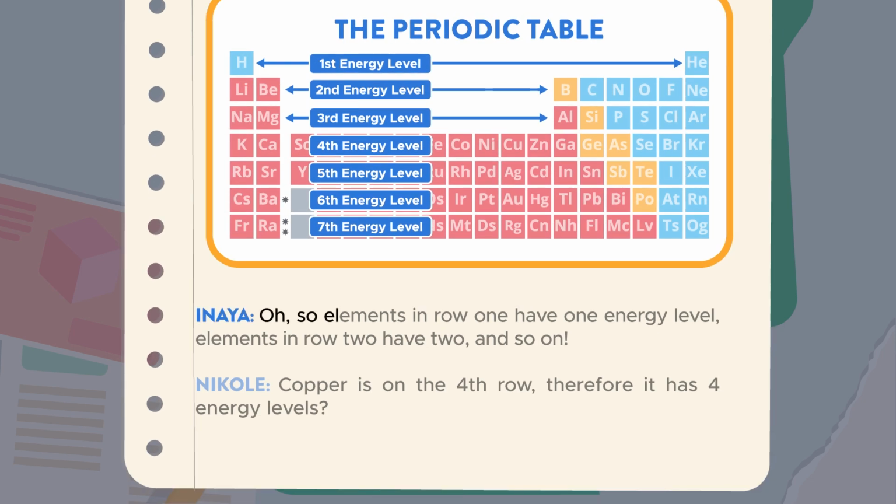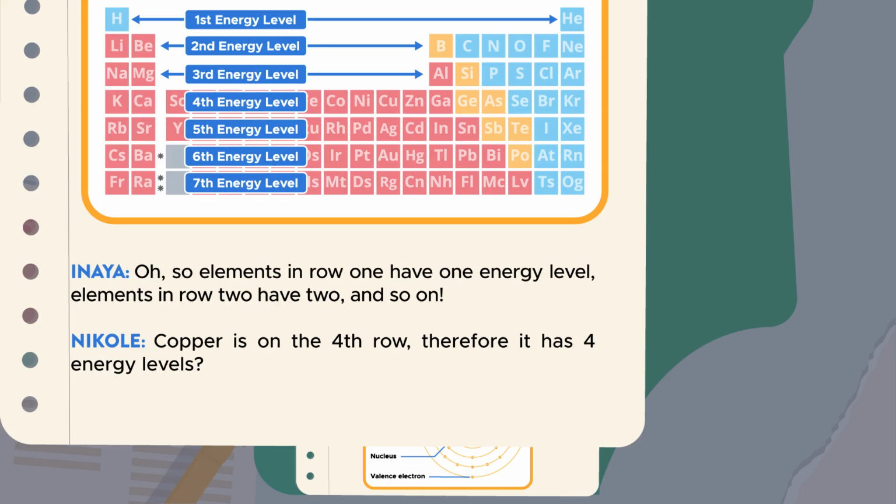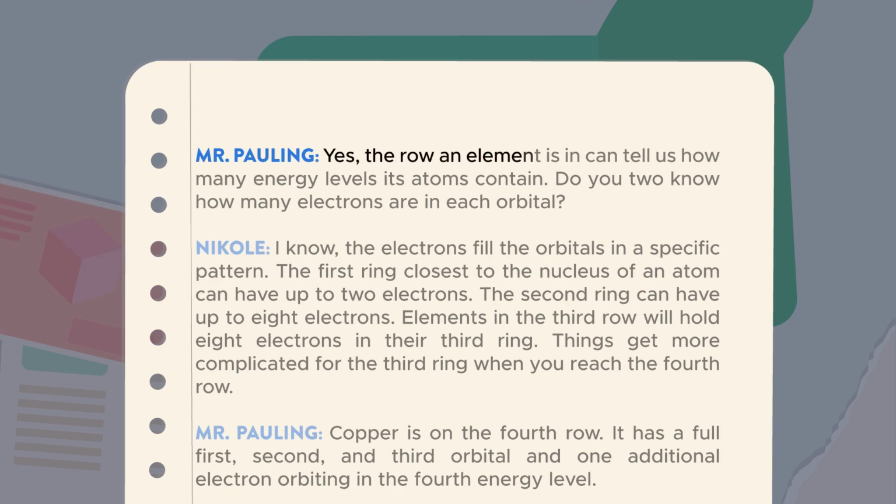Oh, so elements in row 1 have 1 energy level, elements in row 2 have 2, and so on. Copper is on the 4th row, therefore it has 4 energy levels? Yes, the row an element is in can tell us how many energy levels its atoms contain. Do you two know how many electrons are in each orbital? I know. The electrons will fill the orbitals in a specific pattern.